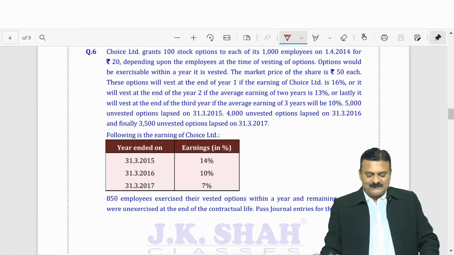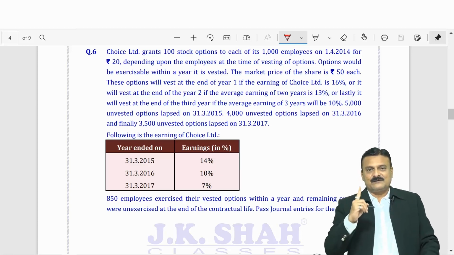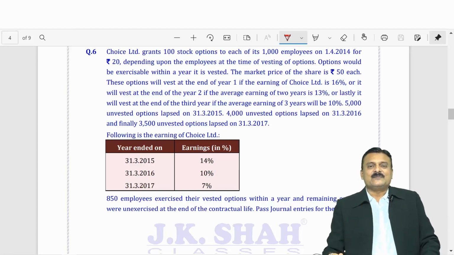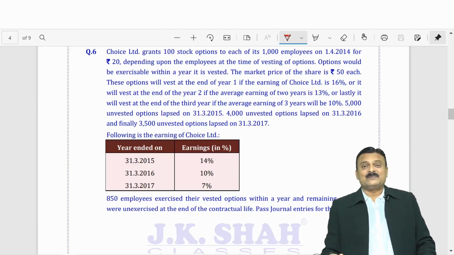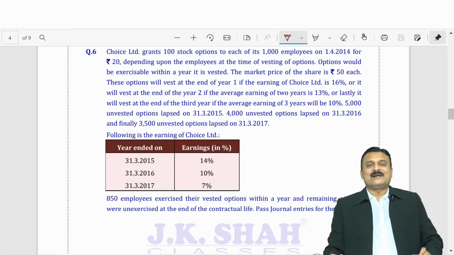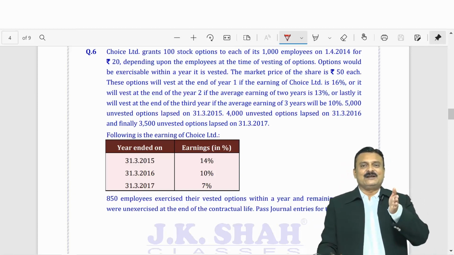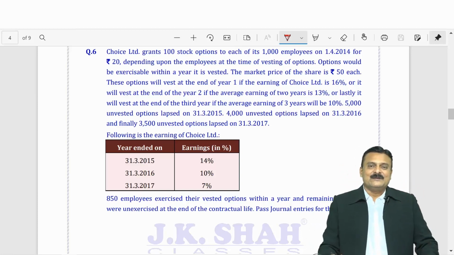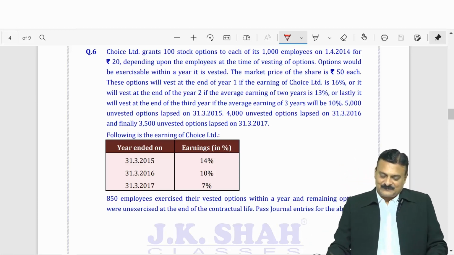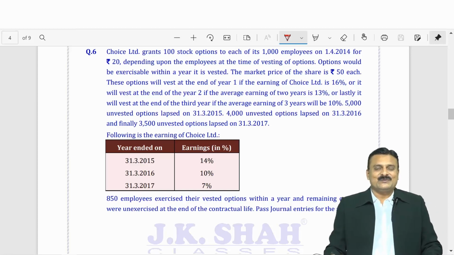5000 unvested options lapsed on 31st March 15. So in the first year, 5000 options lapsed out of 1 lakh, 5000 rejection. So we are expecting expenditure on 95,000 options in the first year. What about the second year? 4000 options lapsed. In the second year, 95,000 minus 4,000 is 91,000 expected vested options. And last year, 3,500. So 91,000 minus 3,500 is 87,500 options we are likely to vest in the third year.